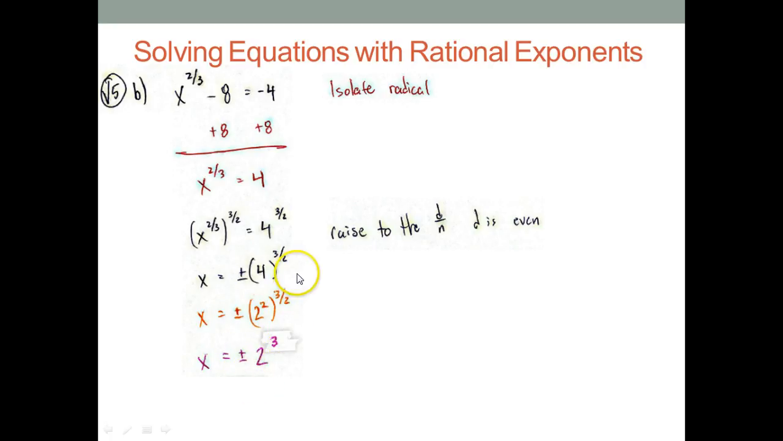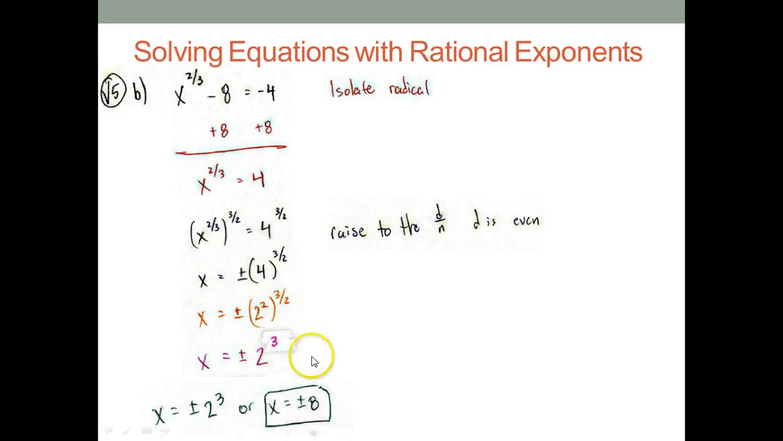Now, the way that I got this was that I have 4 to the 3 halves, but 4 is actually 2 squared, 2 times 2. And yes, you're going to have to look for this in the assigned homework questions as well. So when I multiply, 2 times 3 is 6, and 6 divided by 2 is 3, which is how I end up with 2 to the 3rd power.